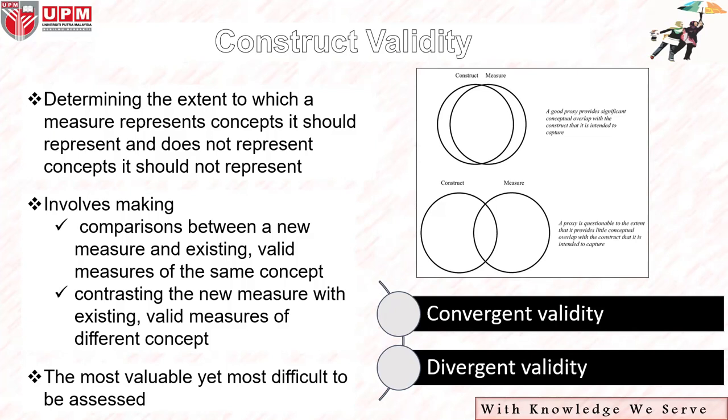So ini maksudnya daripada sinilah construct validity, kita akan tengok sama ke tak sama. Dia sepatutnya kalau instrumen yang sama, mengukur benda yang sama, dia sama, ada persamaan. Kalau benda-benda yang berbeza, dia patut berbeza. Okay, so it is the most valuable yet most difficult to be assessed. Paling penting, paling tinggi ni construct validity, tapi paling susah untuk kita assess. Okay, sebab dia takes time. There are two types of construct validity, which is convergent validity, the second one is divergent. Converge, diverge. Sama, tak sama.